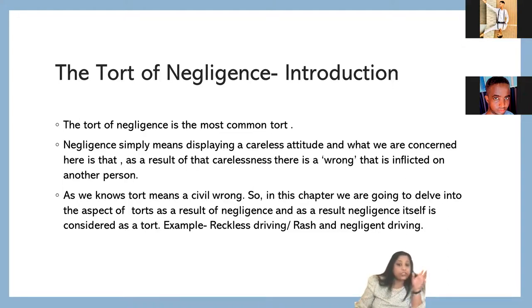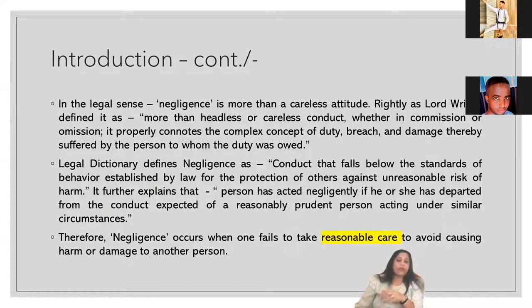And negligence itself is considered a tort. For example, reckless driving, or rash and negligent driving. Now, in the legal sense, what is the definition of negligence, or how does the law look at negligence? Negligence is more than a careless attitude, as Lord Wright defined. He said that it is more than heedless or careless conduct, whether in commission or omission. It properly connotes the complex concept of duty, breach, and damage.